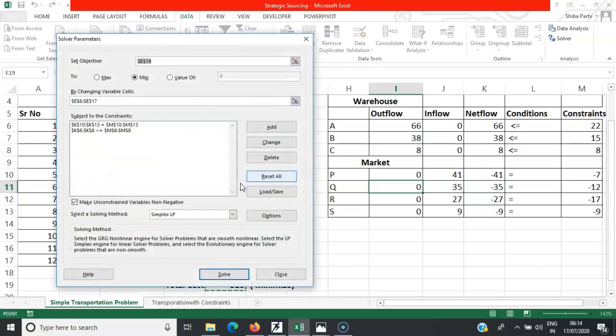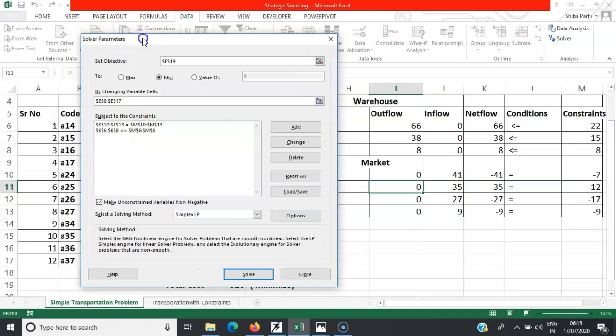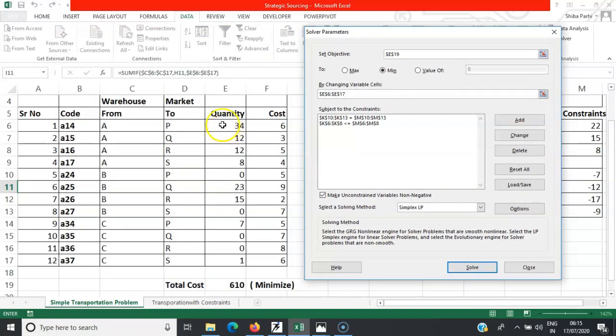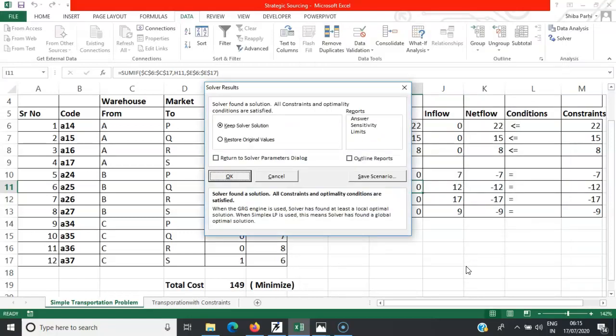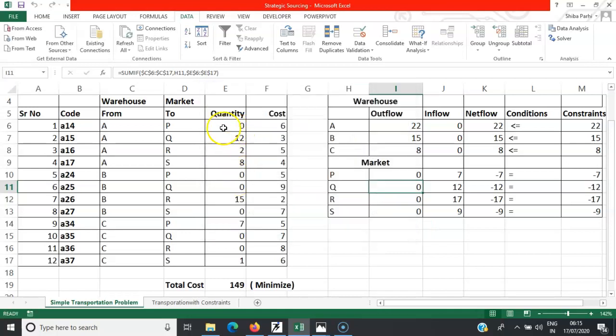So we got the equations. The changing variables are the supplying quantities, and the total cost is my objective function. So this is the objective, these are the changing variables, and these are the constraint equations for the markets and for the warehouses. So now if we solve, okay, then we got the solution.